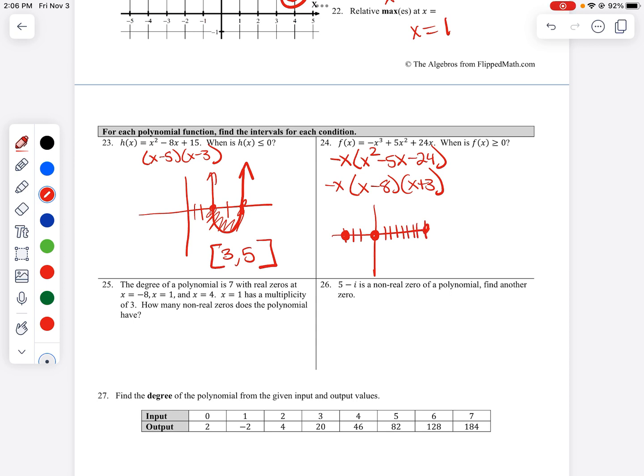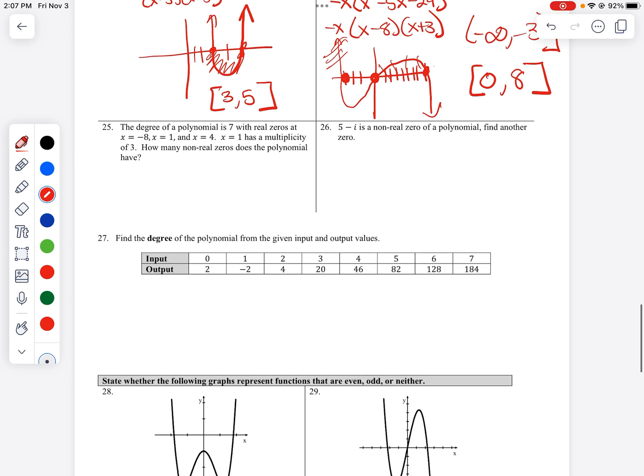And I know it's a bendy straw going down. So it's got to go down through here and down again. And the question is, when is it greater than 0? So here and here. So from negative infinity to negative 3, and greater than or equal to, so I'll use a bracket, and then again from 0 to 8.